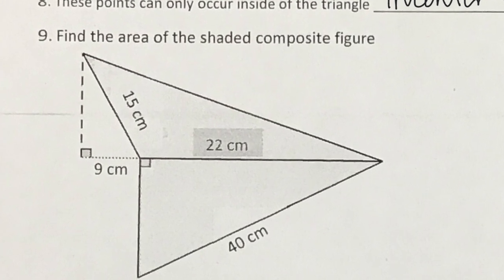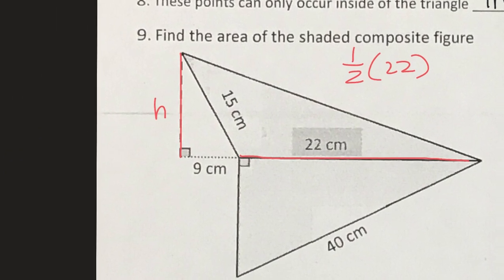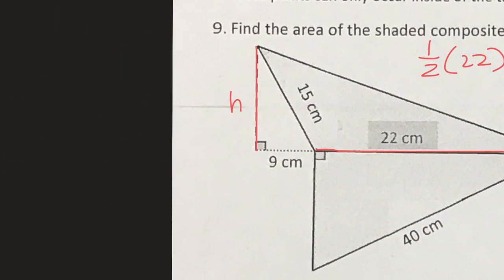Okay, number 9, find the area. We have a top triangle with a base of 22. So our formula would be 1/2 of 22 times the height, right? And the height is this out here. This is an obtuse triangle, so the height is outside of our triangle. And we have to calculate it by using our buddy Pythagoras. We have to use the Pythagorean theorem.